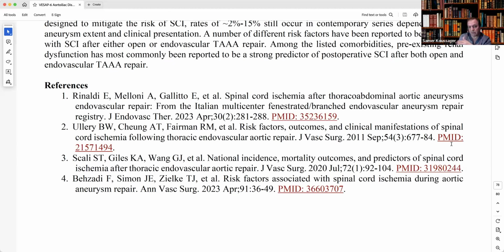But if you have a pure type B dissection, I prefer to go to the normal aorta. Absolutely, yeah. That's actually a better way to say it. So yeah, definitely.